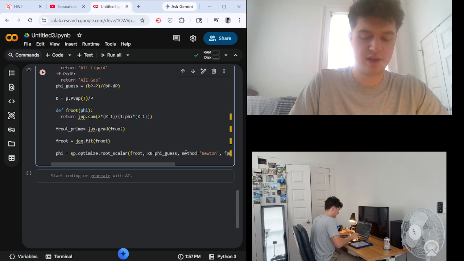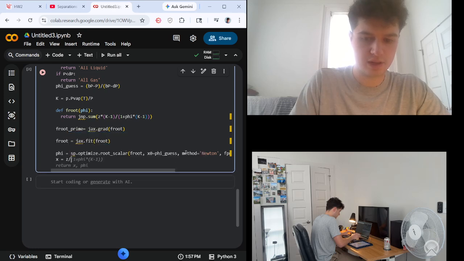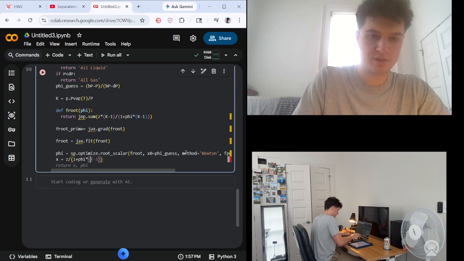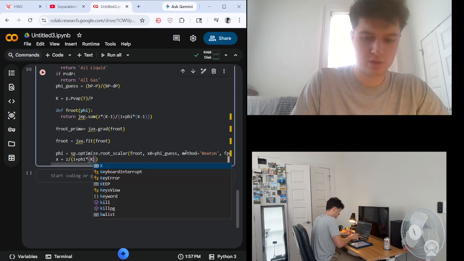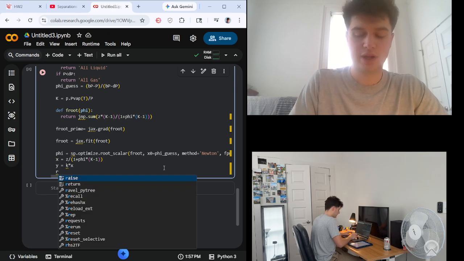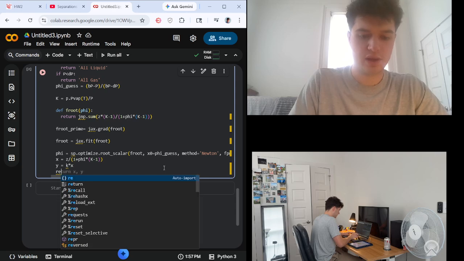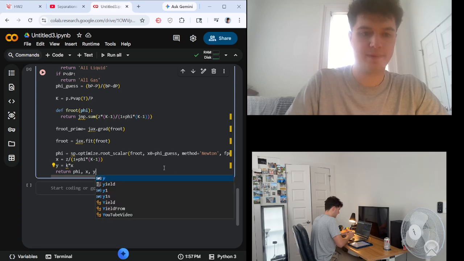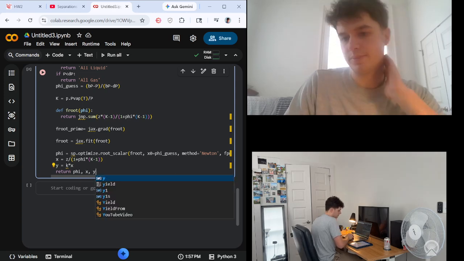And then we also need to define our x and y values. X is going to be z divided by 1 plus phi times k minus 1. And then our y is going to be equal to k times x. Again, we got these equations from the Rachford-Rice equation that we derived earlier in this video. And then we are going to want to return phi, x, and y. Alright, so let's see how this runs.